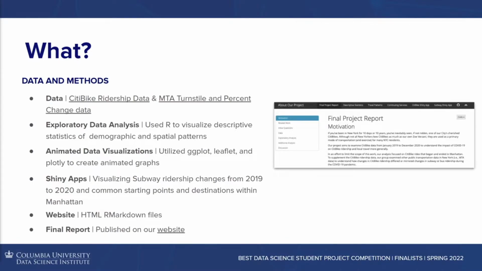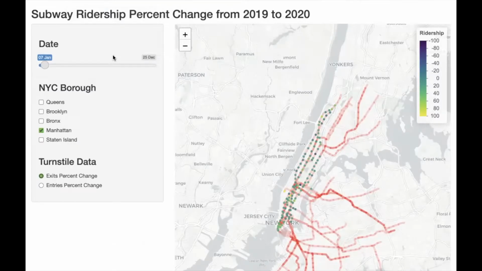We compiled all the data and code in HTML files and published the project as a website using GitHub. On the website, we also included a final report that goes into more detail on our methods as well as all of our code. I will now walk you through one of our Shiny apps.